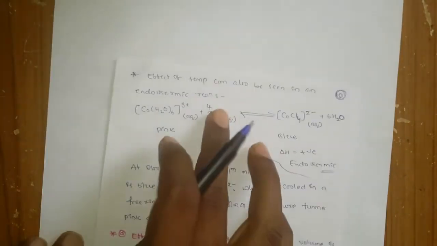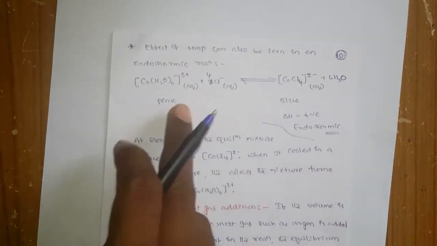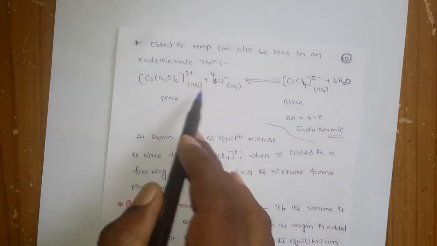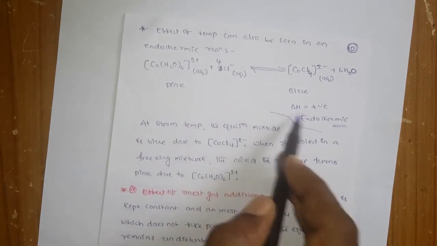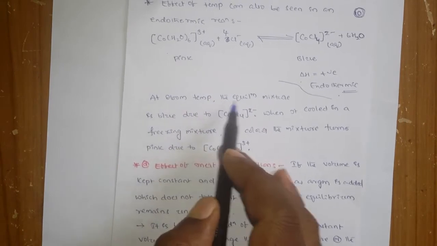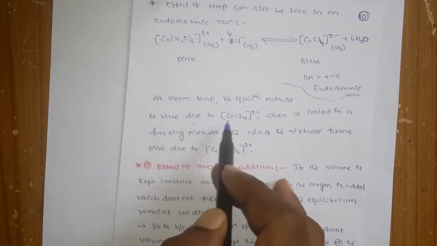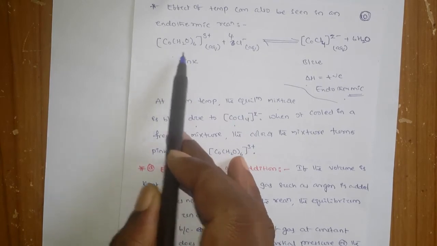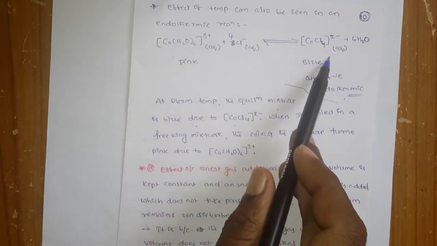So let us take one more example, an endothermic reaction. For this reaction the delta H is positive. At room temperature the equilibrium mixture is blue. Here, one species is in pink color and this one is in blue color.